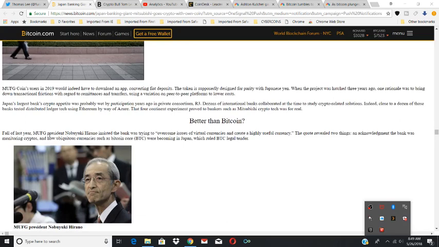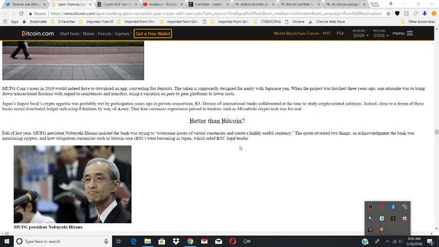Fall of last year, MUFG president Nobuyuki Hirano insisted the bank was trying to overcome issues of virtual currencies and create a highly useful currency. The quote revealed two things: an acknowledgement that the bank was monitoring cryptos, and how ubiquitous cryptocurrencies such as Bitcoin Core were becoming in Japan, which ruled BTC legal tender. Guys, what you should know is, in Japan, Bitcoin is legal tender. Legal tender, on par with the yen.